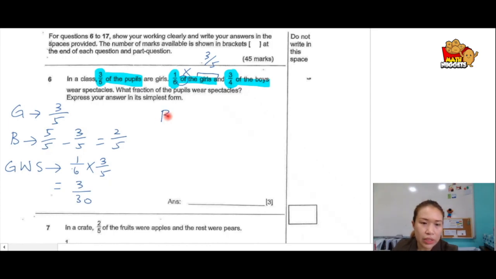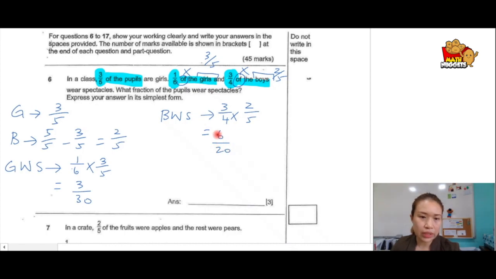Then we have now boys who wear specs. They say 3/4 of the boys. Of is times, the boys fraction would be 2 out of 5. So you take 3/4 times 2/5, and this gives you 6 out of 20.